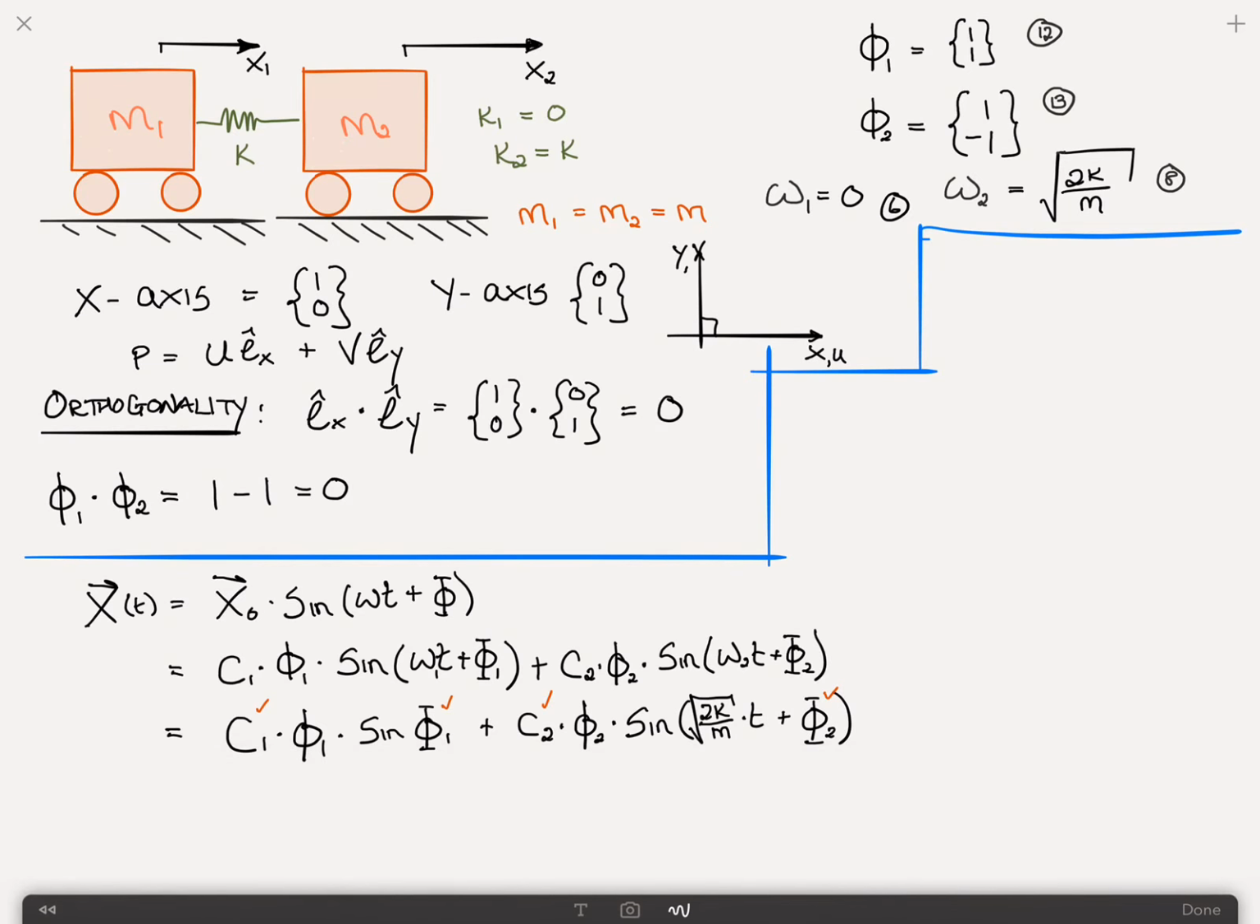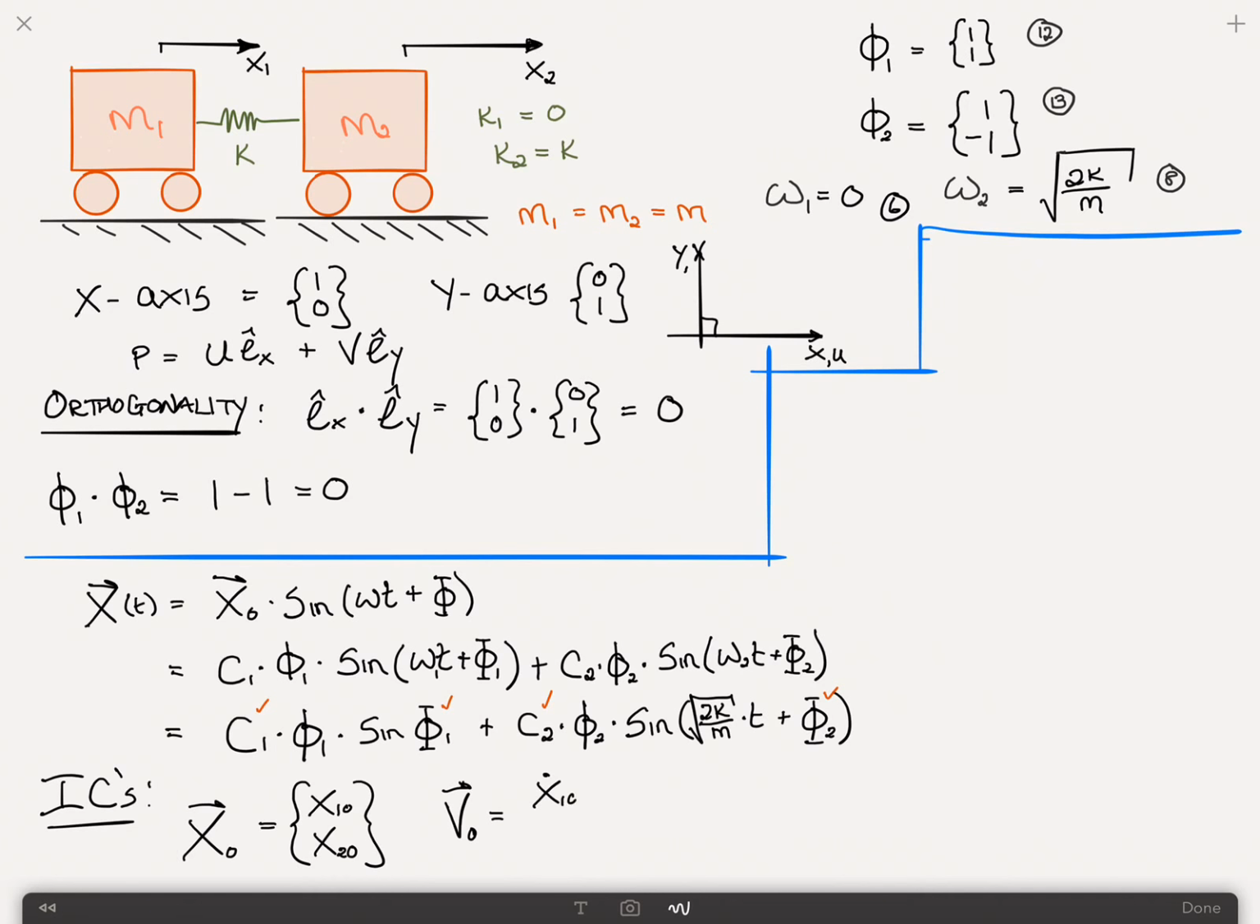In order to determine this, we use the initial conditions. I'm just going to write them as ICs. And one of the conditions looks something like, we know the position of each mass at time 0. We'll say that the vector x is known at time 0, and it's equal to x10, x20. And we also know the derivative, or the velocity, at time 0 is equal to x dot 10 and x dot 20.